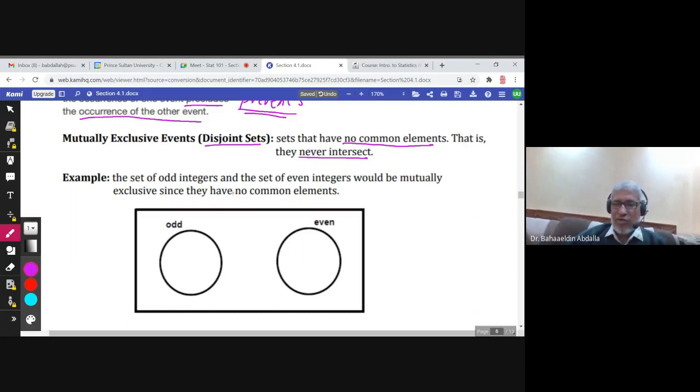For example, the set of all odd integers and the set of all even integers. Here we have 1, 3, 5, and so on. Here we have 2, 4, 6, and so on. No number in common, no integer in common. So these 2 sets are mutually exclusive. So remember the definition.